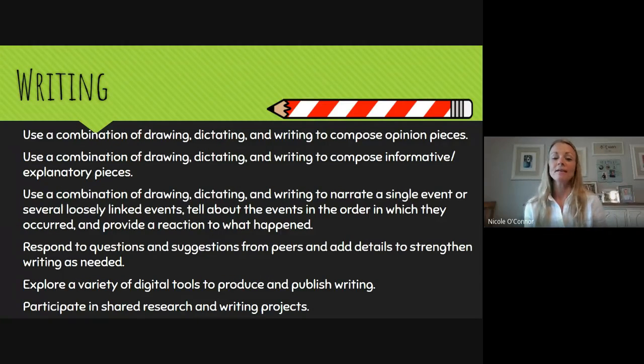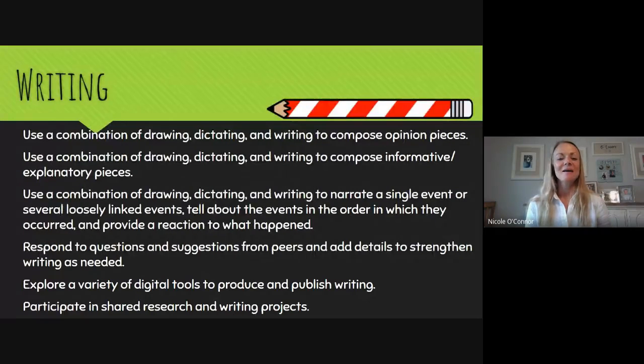Moving on to writing. Writing just piggybacks off of our literacy. It goes together. You can't really separate the two. A lot of what they'll read in our literacy whole group will then carry over to writing. Right now, we're trying to practice our basic handwriting, letter formation, and how to properly hold our pencils or our tools, but we'll also move on to compose opinion pieces and informative explanatory pieces.